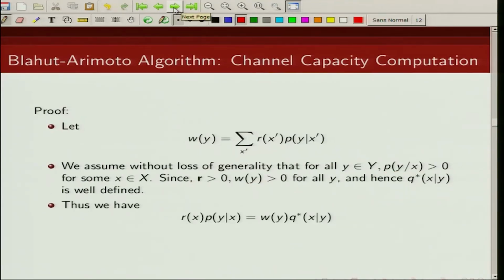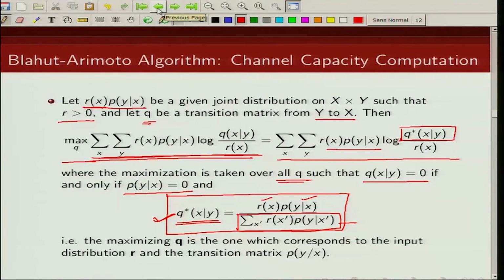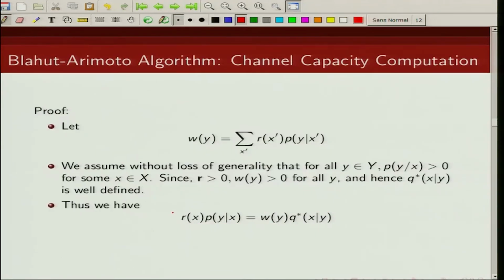Now from this is my Wy, right? So I can write Wy times q star of x given y to be equal to R of x P of y given x. So that's what I'm writing here.